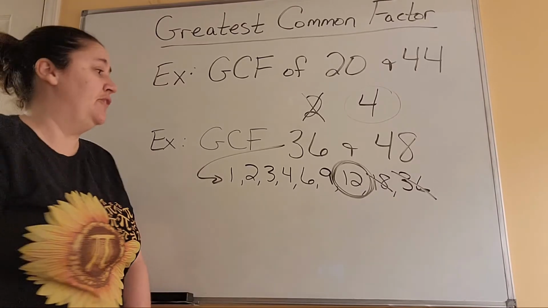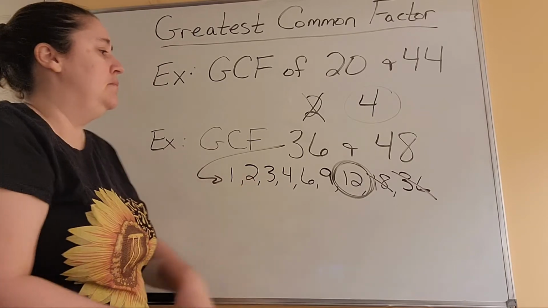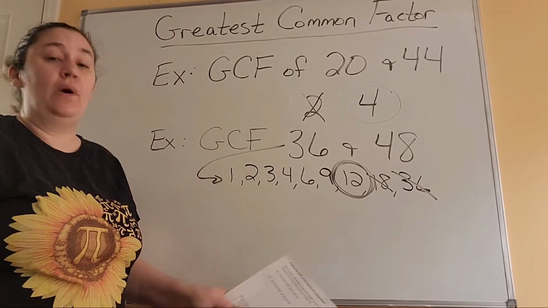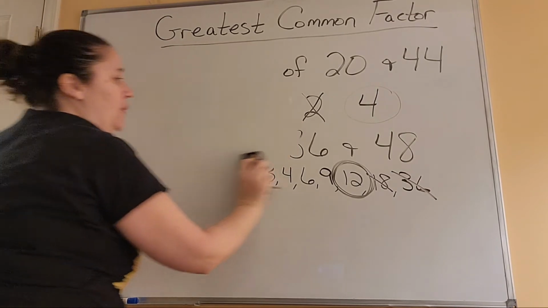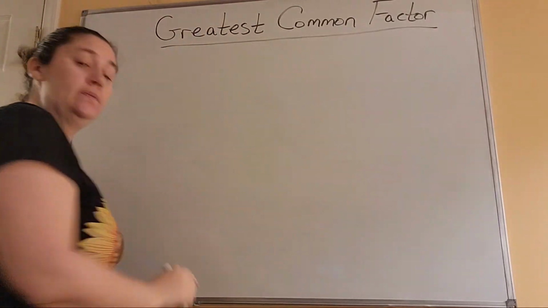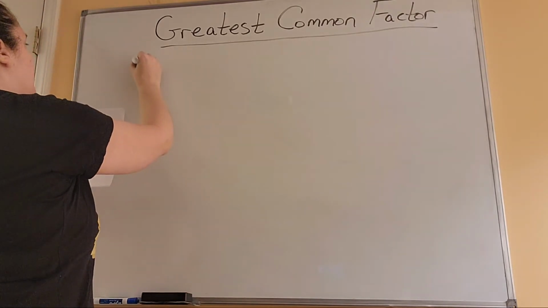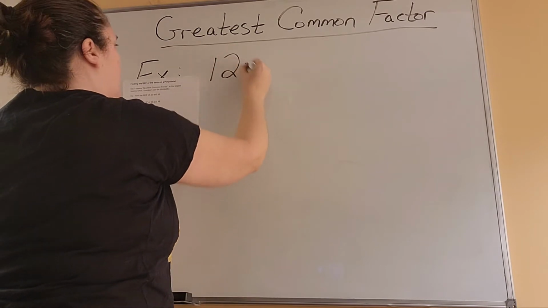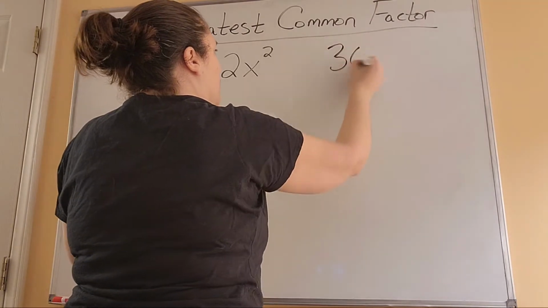They have other common factors. You could divide them both by 4 and by 6 and by 2 and by 3, but the biggest one is 12. Now that we've reviewed what we've learned in the past about greatest common factor, we're going to apply this to algebra. We're going to learn how to find the greatest common factor of two terms that involve variables. So let's see here. Here's our first example. We're going to find the greatest common factor of these two terms, 12x squared and 30x.